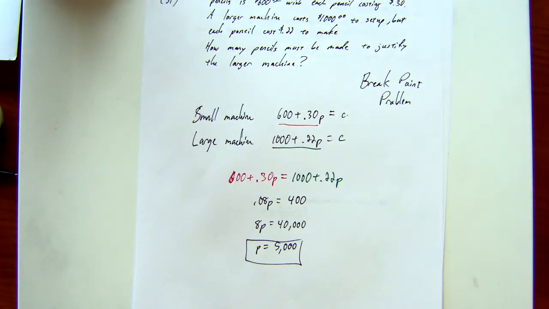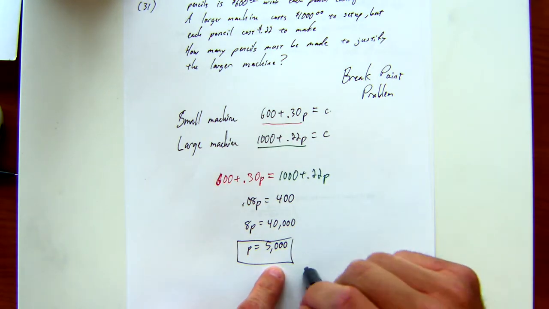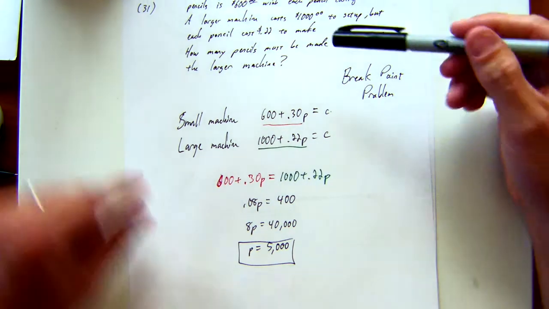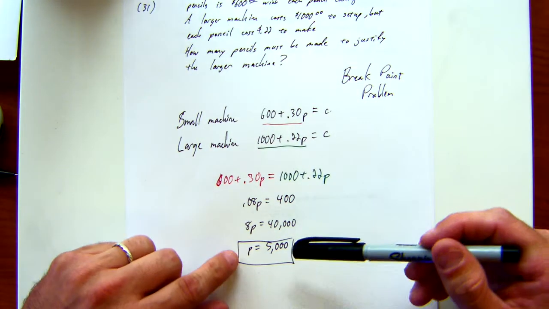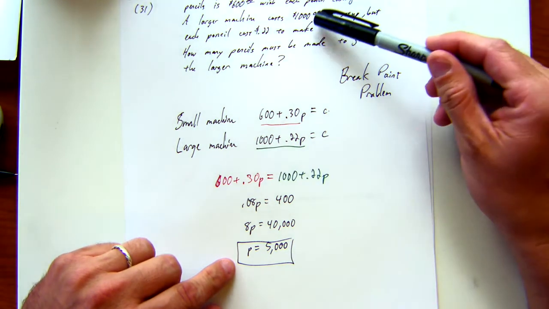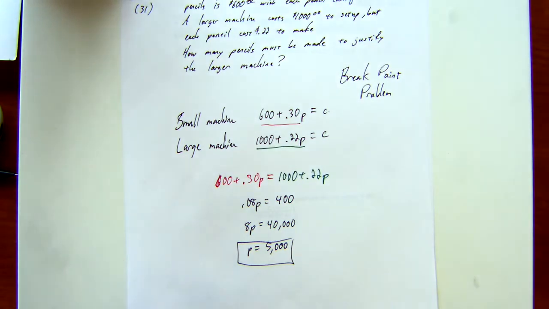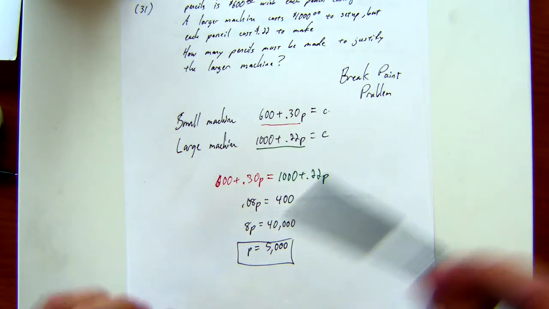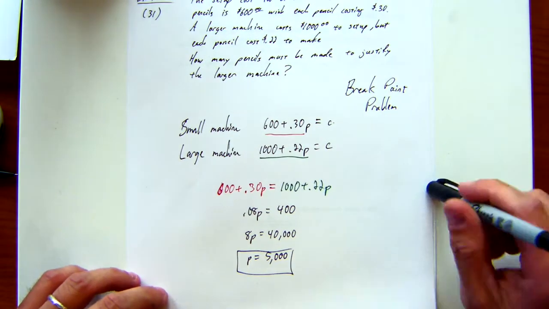Okay? So what this tells me is that if I'm going to make 5,000 pencils or more, then I should buy the larger machine. If I'm going to make less than 5,000 pencils, it doesn't make any sense for me to use the larger machine. I should just use the smaller machine. This is a very common business manufacturing problem called a breakpoint problem. And there's one like this in your homework.